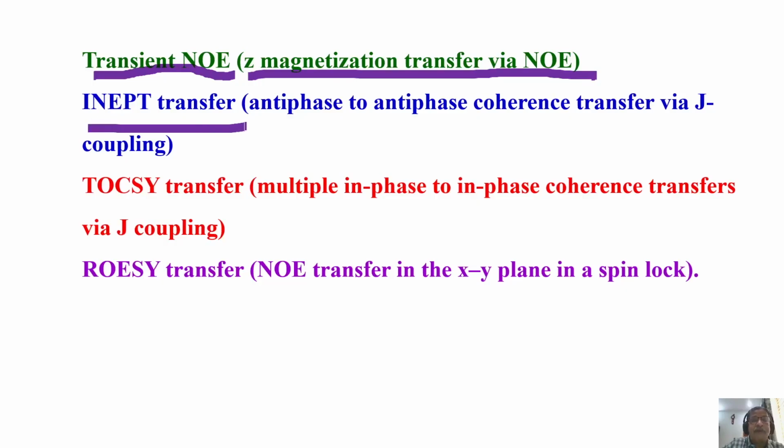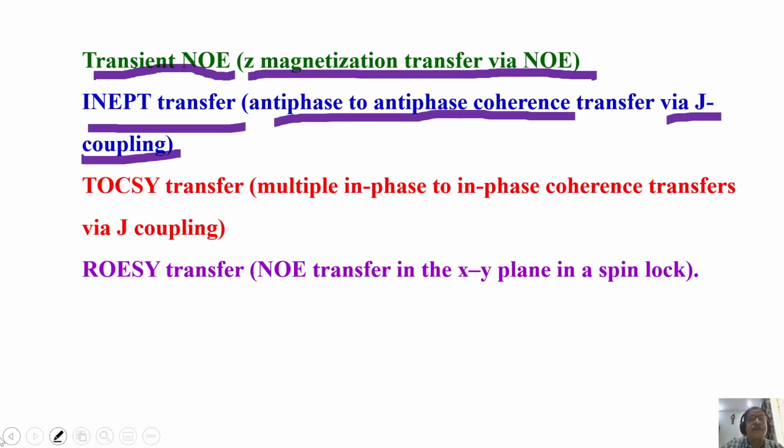INEPT transfer. INEPT, we have discussed, where polarization from abundant spins was transferred to less abundant spins. Here, antiphase to antiphase coherence transfer takes place. We saw what is antiphase. We observed that, in the INEPT and APT case, the carbon-13 signals, one was minus, the other was plus; they were in antiphase direction. They were opposite each other. That can be done in INEPT using J coupling. There is the antiphase to antiphase coherence transfer there.